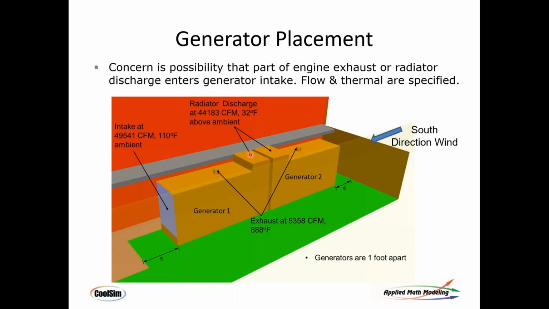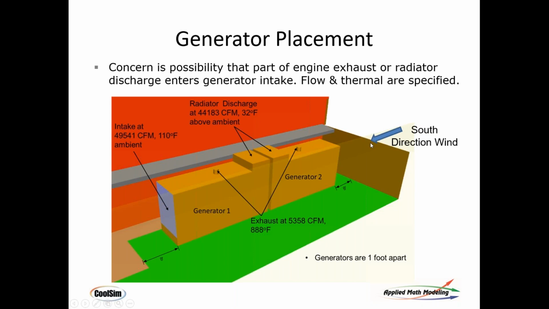The radiator discharge, however, is operating at a lower velocity, which means it's subjected and sensitive to wind conditions. And furthermore, it's a very, very high volume. So it's something to consider. Now, in this case, we have intakes on both ends. We have exhaust coming out right here. And that's trying to get the intakes as far away from each other as possible. That's not an unusual design. But the generators are tight. They're within a foot of each other. And there's this wall. And we're worried about wind from the south predominantly.